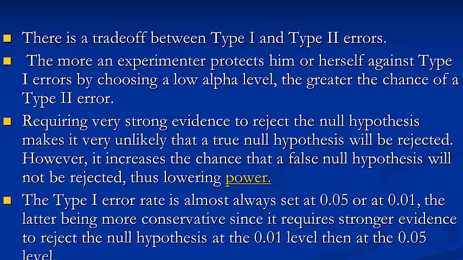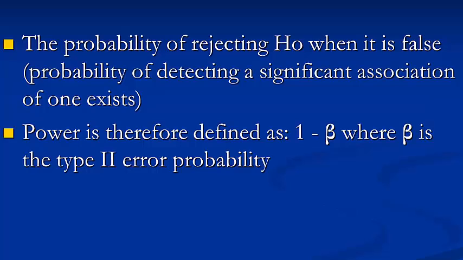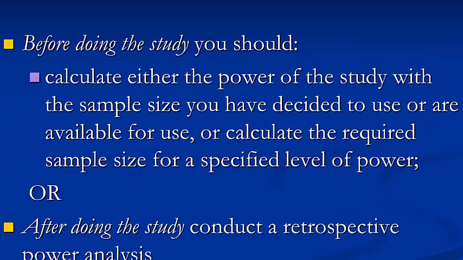So we normally set our type 1 error rate at 0.05. Very seldom do we use 0.01, maybe for some clinical trials or something. It's harder to reject your null hypothesis at 0.01 level than it is at 0.05, and it also requires a higher sample size. Power. We spoke about power as the probability of rejecting the null hypothesis when it's false. And power is 1 minus beta. So whatever you set your power at, 1 minus that will be the probability of making a type 2 error.